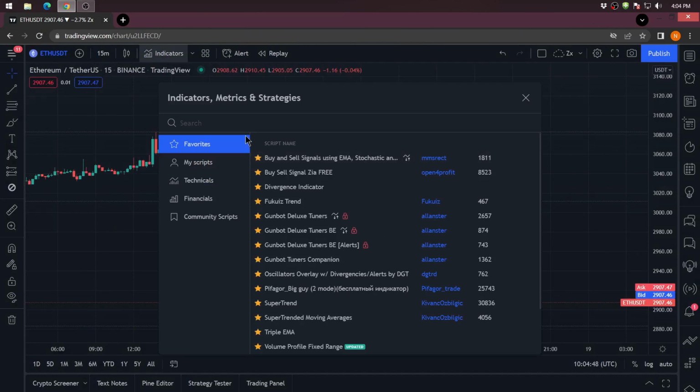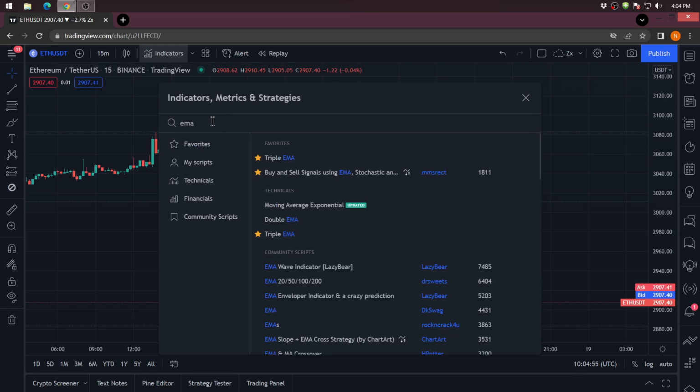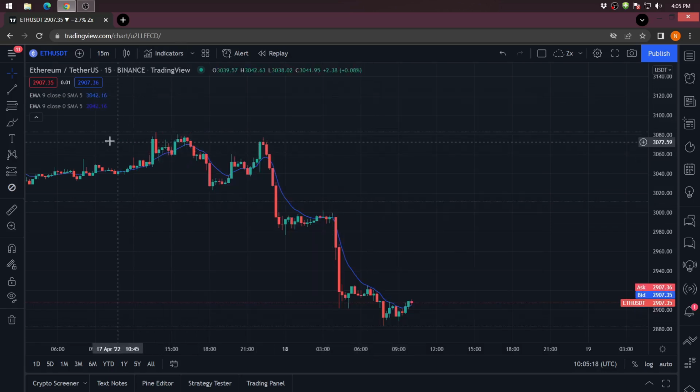First I add two EMAs. I simply write EMA here. On the right side, we can see one indicator named Moving Average Exponential. I need two different length EMAs, so I want to add the EMA indicator two times on my chart. And now I have to set up this indicator.